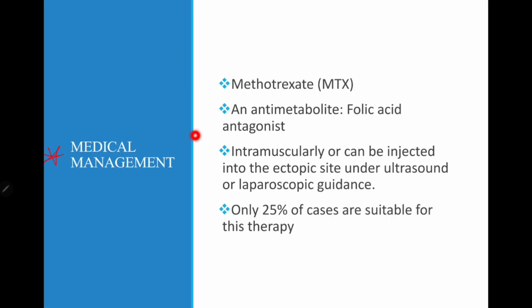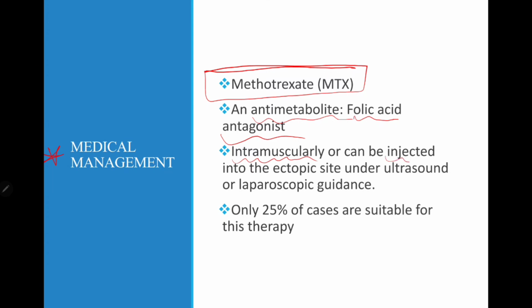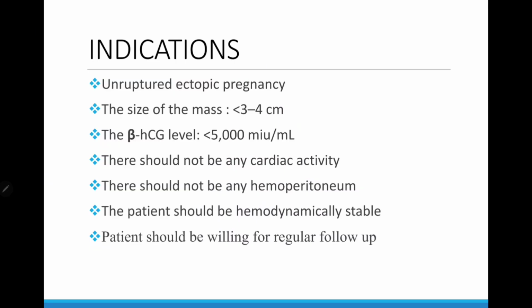Now moving on to the medical management. This is the savior drug for ectopic pregnancy, methotrexate. So if you look at methotrexate, we can also give antimetabolite like the folic acid antagonist. This antimetabolite as well as methotrexate can be given intramuscularly, or it can be injected into an ectopic site under the ultrasound or laparoscopic guidance. Only 25% of cases are suitable for this therapy. So remember, methotrexate injected intramuscularly.